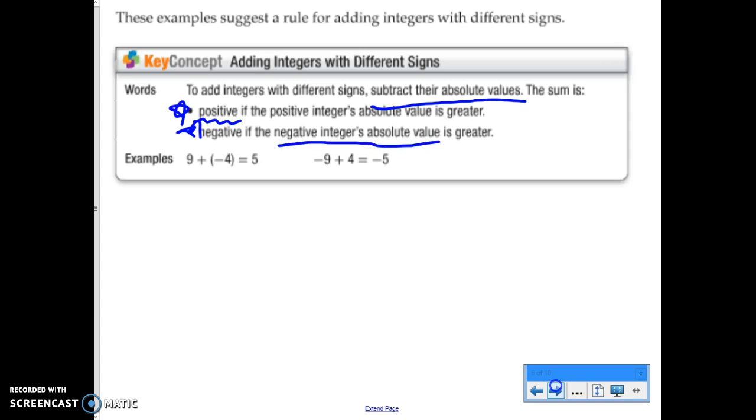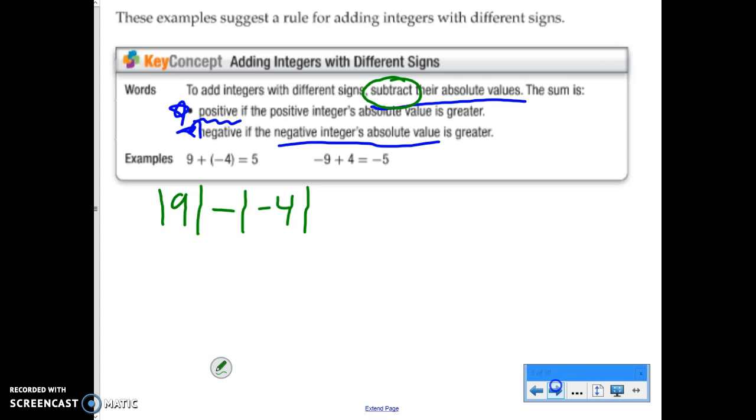So what does that mean exactly? If I have 9 plus negative 4, I take the absolute value of 9 and the absolute value of negative 4, and I know that I'm going to subtract their absolute values. Okay, it's really important that you get that down.